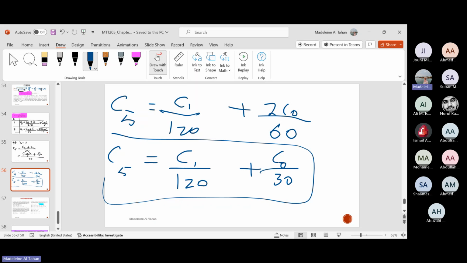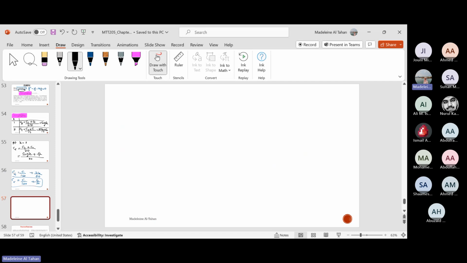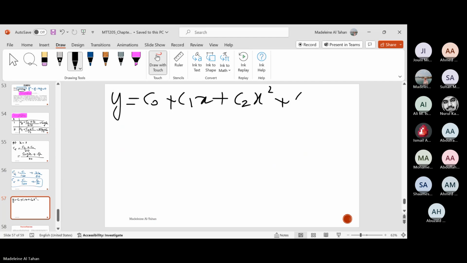Now, the main thing here is to write the solution. How will we write it? In this case, we don't need to find lots of values. Three values for k are enough. We will get C0 plus C1x plus C2x squared plus C3x cubed plus C4x to the fourth plus so on.